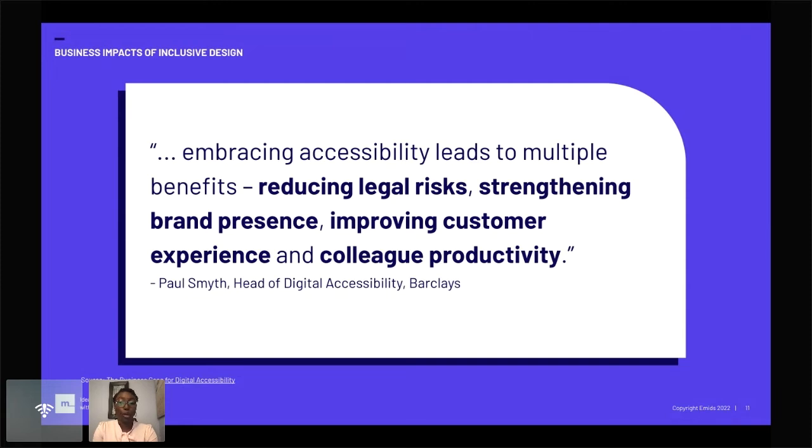In 2021, there were over 4,000 ADA accessibility related lawsuits in the US against companies, and what this means is that companies will have to settle these claims. That's a huge expense. And also, they will still have to fix the product. Otherwise, they will continue to get lawsuits. So at the end of the day, if they invest in accessibility upfront, they're actually saving a lot of money.